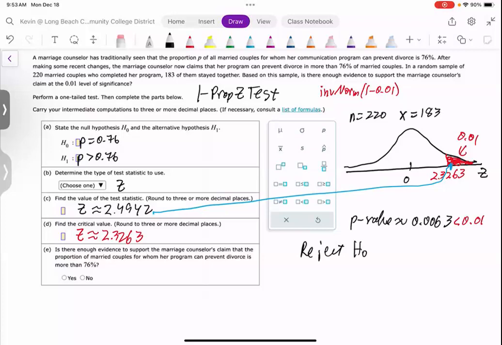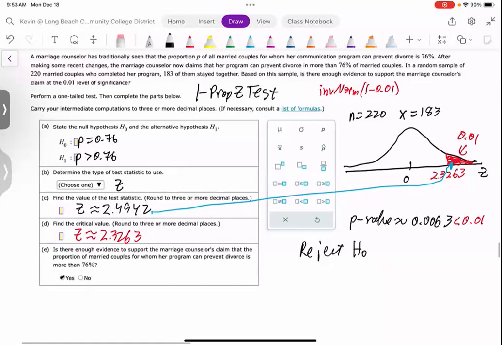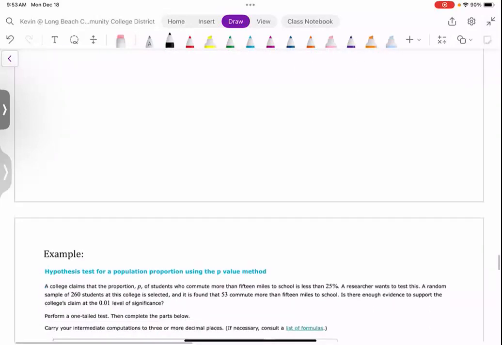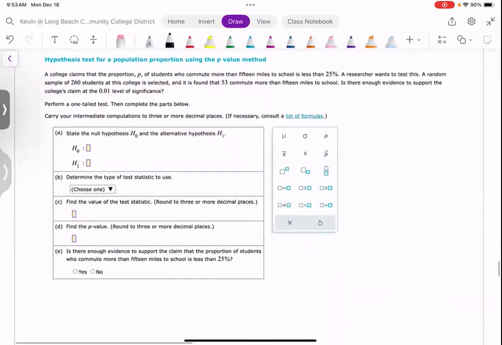Which means, is there enough evidence to support the claim? Yeah. So this marriage counselor's system is working. Good for them, or her, I guess. All right, so last example for this video.